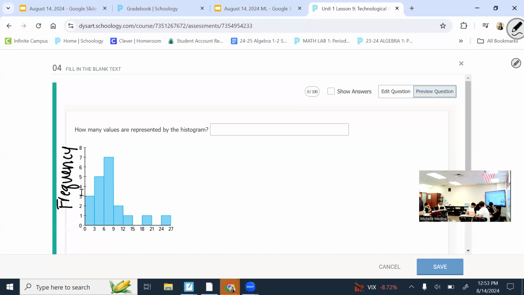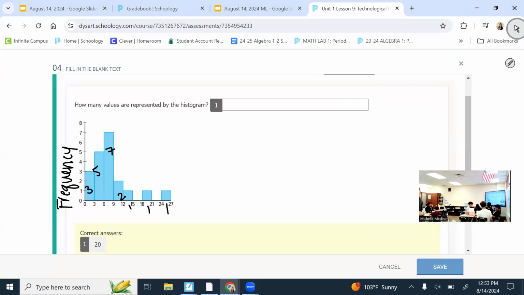So if I just want to know how many values I had in my data, I would add up 3, 5, 7, plus 2, plus 1, plus 1. That's how many data points are represented by each bar. So then add them all together. I counted 20. See? All right, and it is 20.